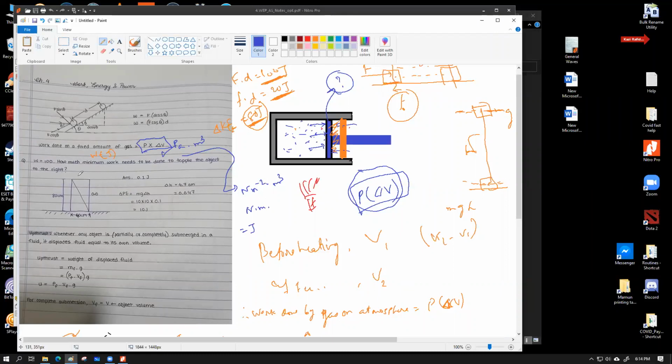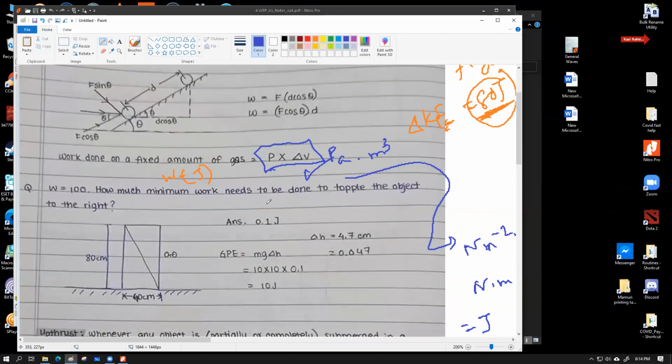Then we have this question. Can somebody solve this question? I'll expand out the view. W equals 100 Newton. The weight of this rectangular object is 100 Newton. This object has dimensions of 80 centimeter and 40 centimeter as shown. The question is, how much minimum work needs to be done to topple the object to the right?